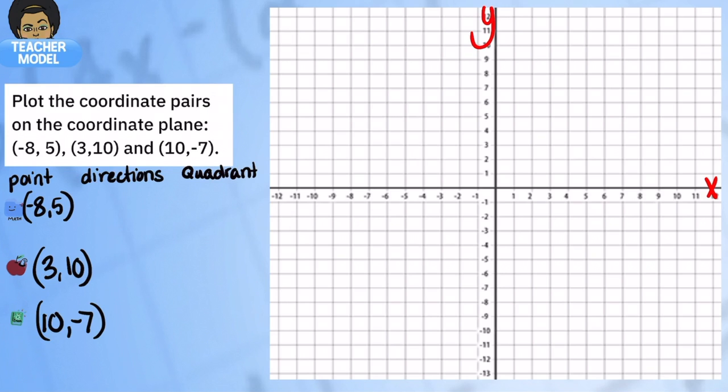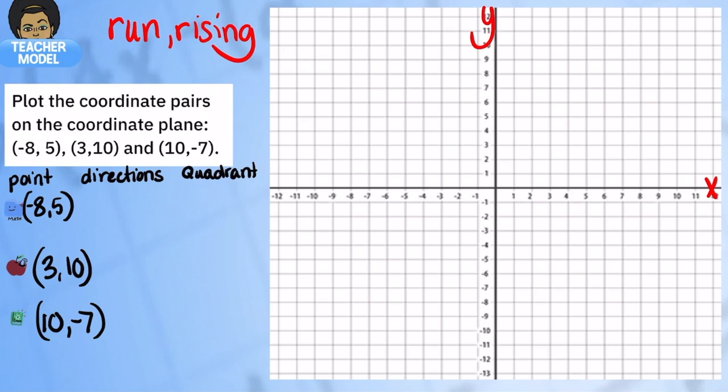So let's start over here. Here are 3 points. We're going to plot them. And I want us to think about our directionality. So if you're from 0, 0, at that origin, how are you moving? So I want everyone really looking right here, right now. And your first point is -8, 5. So the first one, we're running first and then rising.